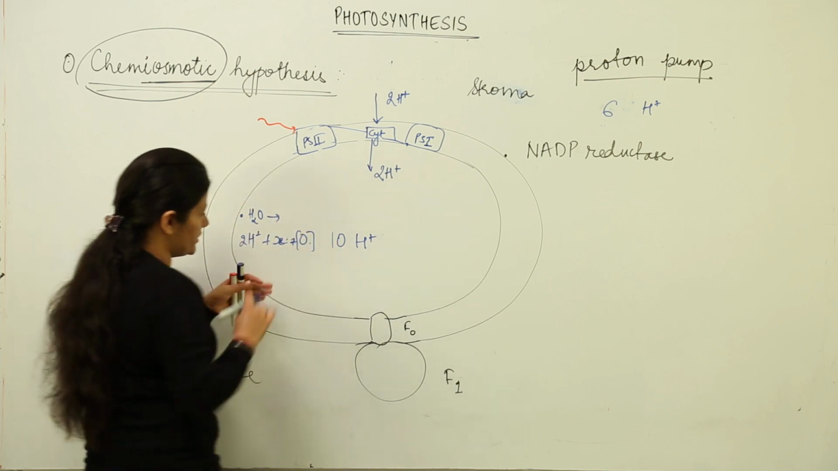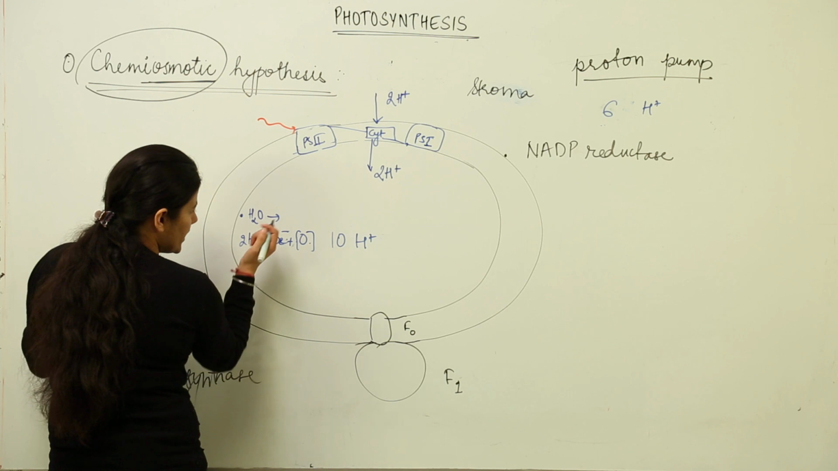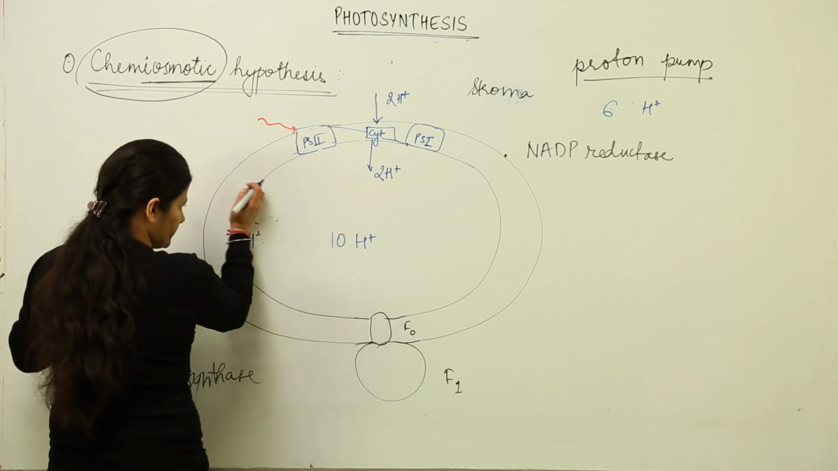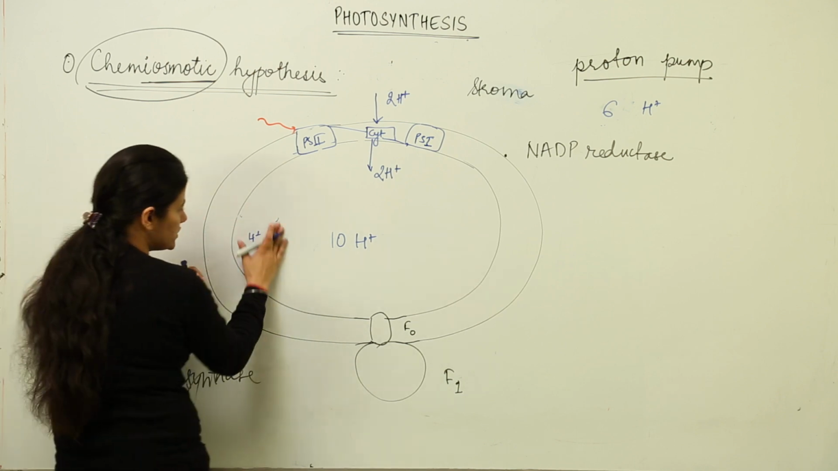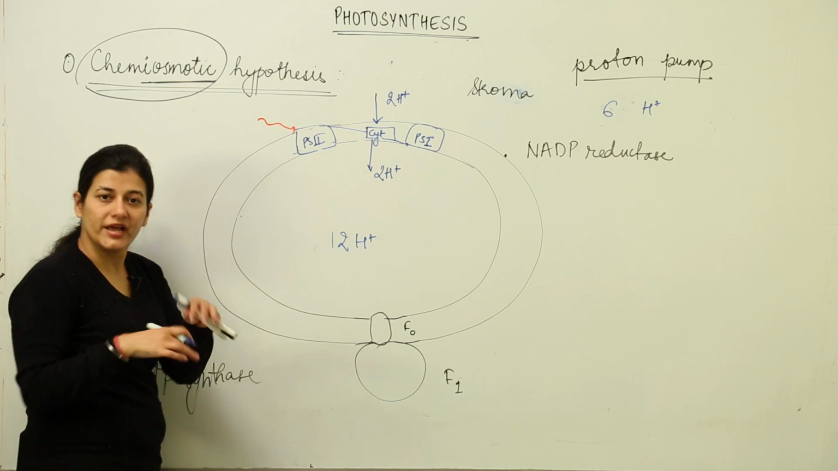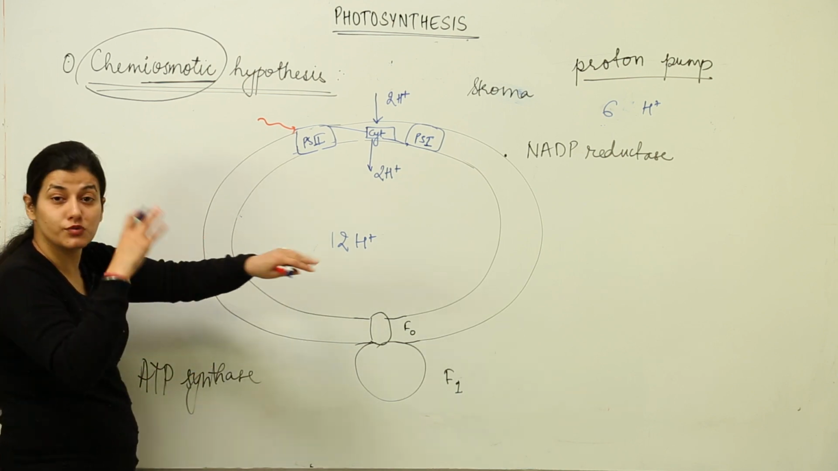This process takes place, right? There is splitting of water that we had discussed. So there is an increase of 2 more protons inside. So what is the number of protons now? It becomes 12. 12 protons are present inside, though in the beginning it was 8.